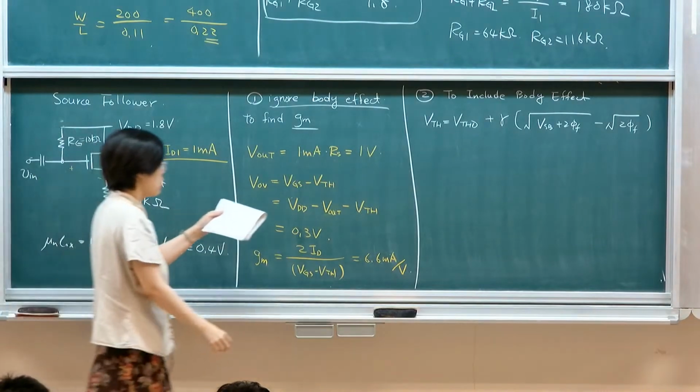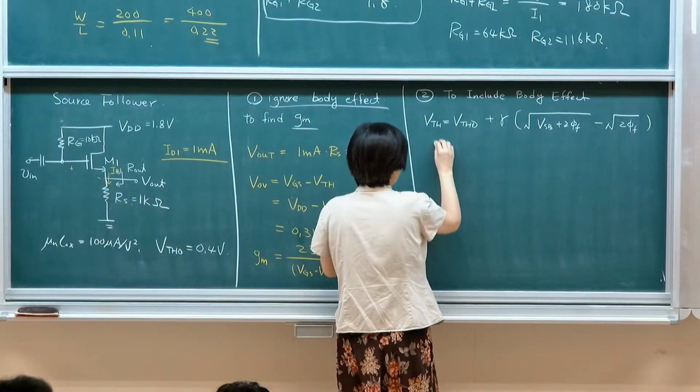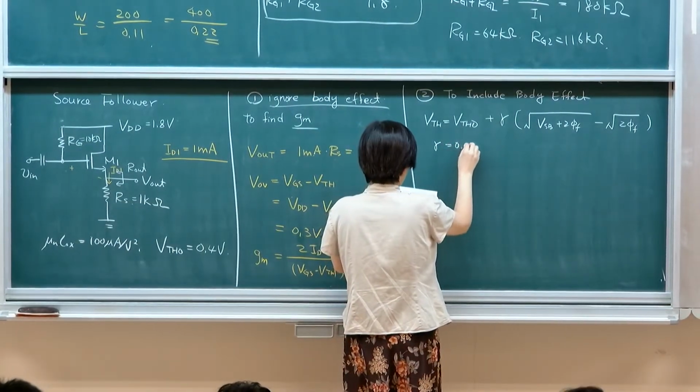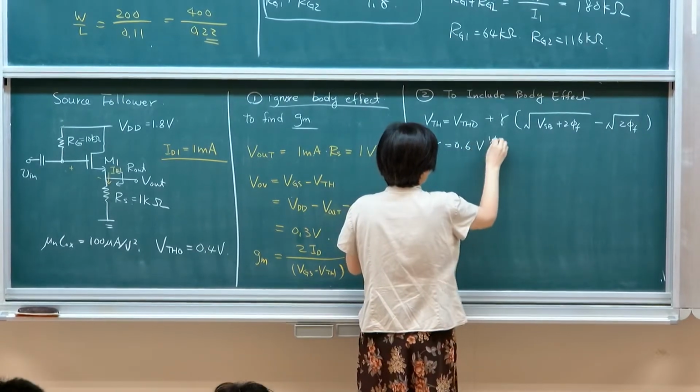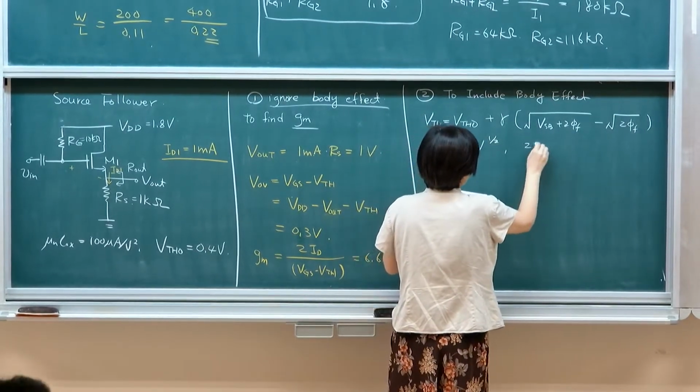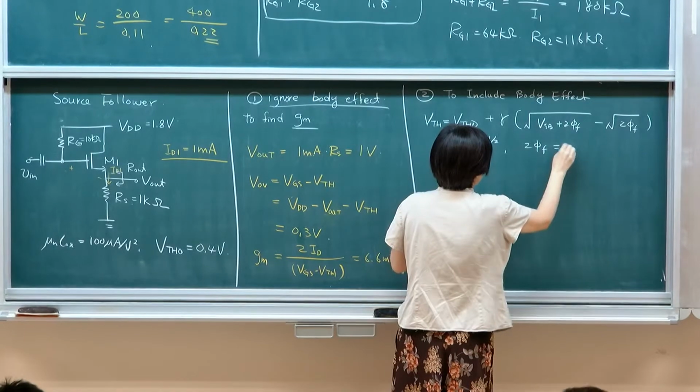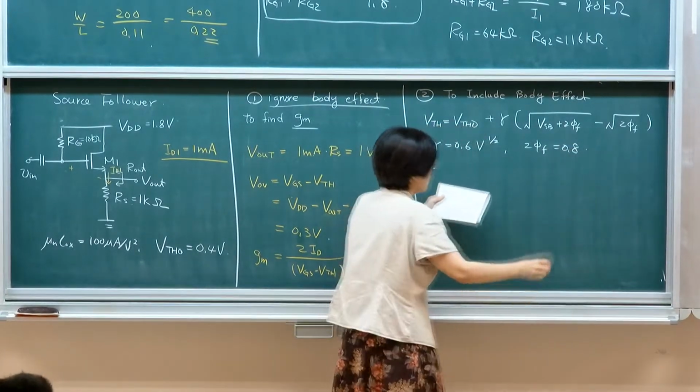And we need two parameters, which is gamma is 0.6 volt to the half, and then 2 phi f. This is typically 0.8 in most cases.